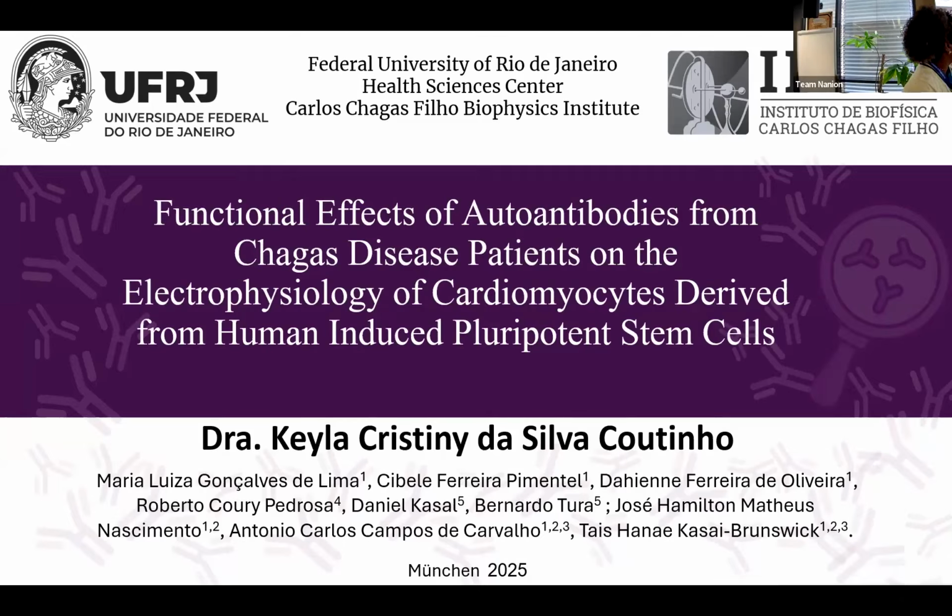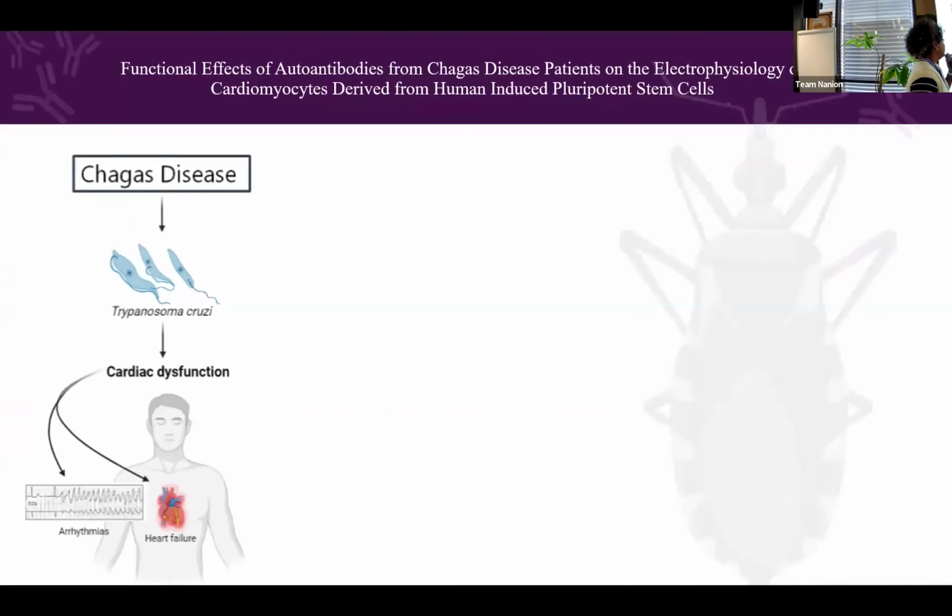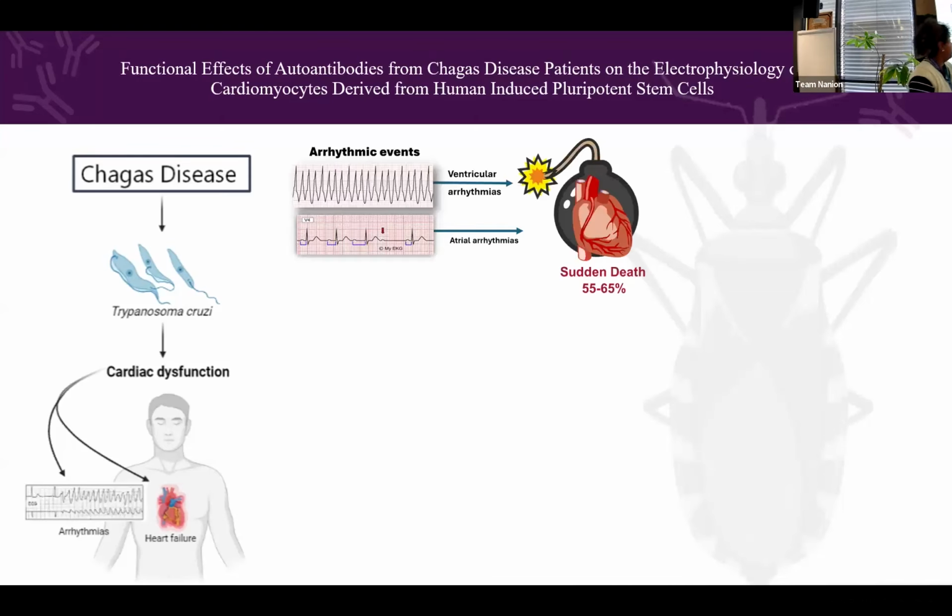My work is on the functional effects of antibodies from Chagas disease patients on the electrophysiology of cardiomyocytes derived from human induced pluripotent stem cells. Chagas disease is an infectious disease caused by Trypanosoma cruzi that can lead to cardiac dysfunction, affecting the heart, leading to heart failure and also arrhythmias. Those arrhythmic events, ventricular and atrial, lead to a high rate of sudden death in Chagas patients.